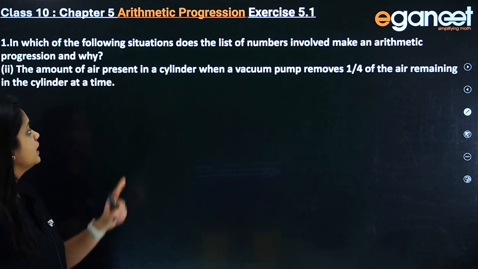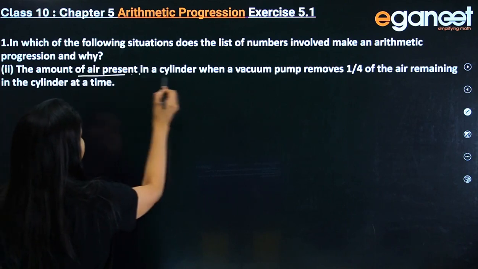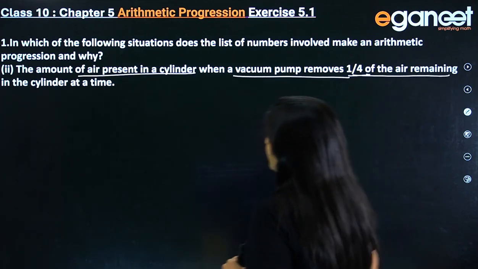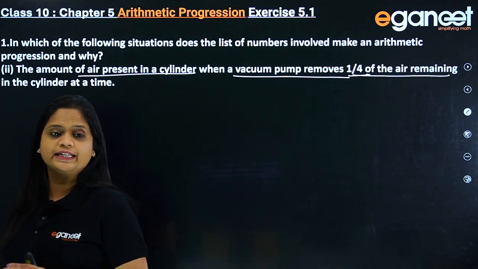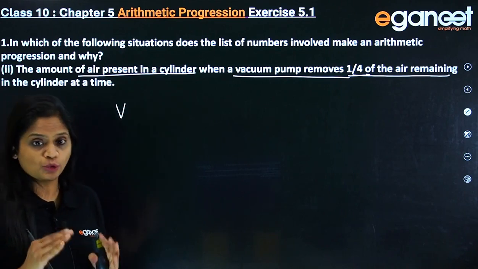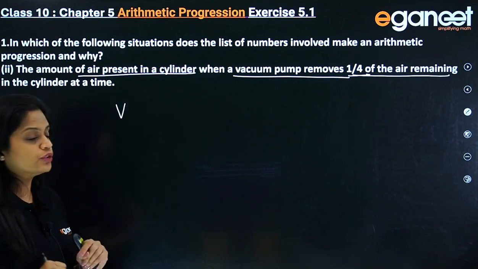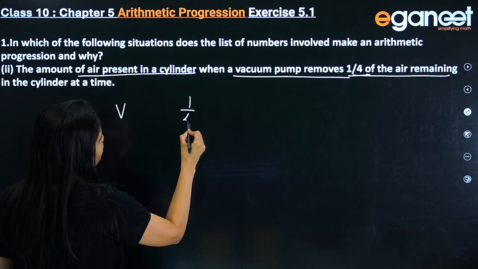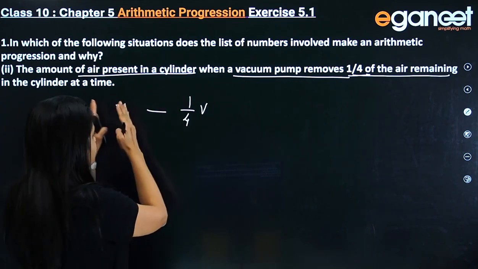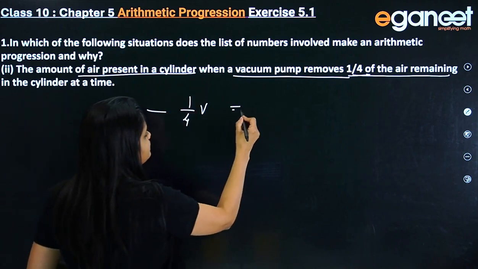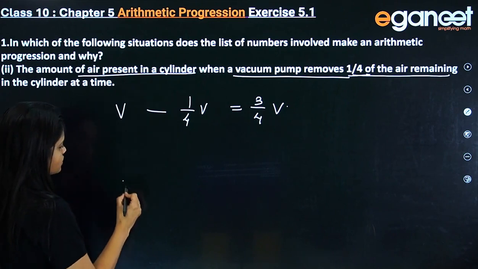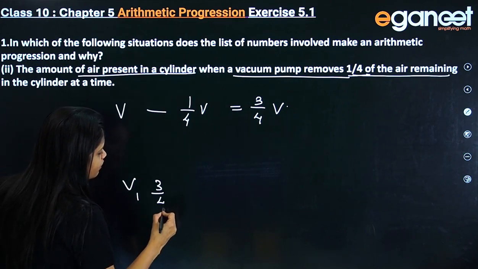Let's move further. The amount of air present in a cylinder when a vacuum pump removes 1/4 of the air remaining in the cylinder at a time. So if we assume that in the beginning the volume of air is V, then it removes 1/4 of the air. So 1/4 of V is removed. So what is left? The subtraction, that is V minus 1/4 of V. This gives you 3/4 of V. So initial was V, then it was 3/4 of V.